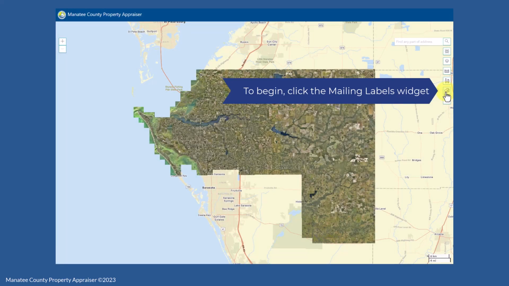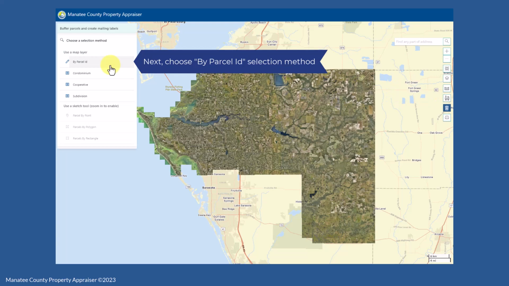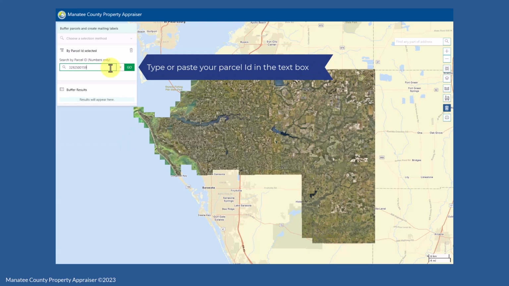Launch the Mailing Labels widget by clicking the widget button from the toolbar. Next, choose the selection method, by Parcel ID. The Search by Parcel ID text box appears. You may now type or paste the Parcel ID in the text box. Click Go or press the Enter key to run the query.